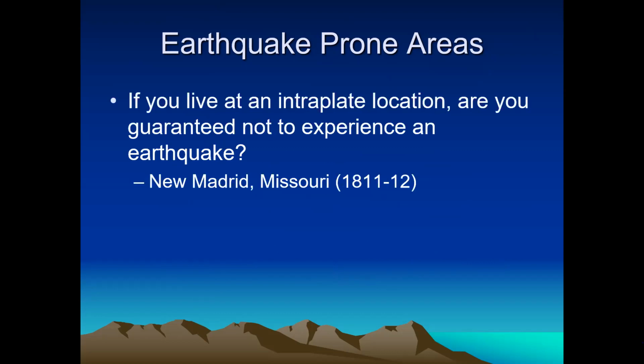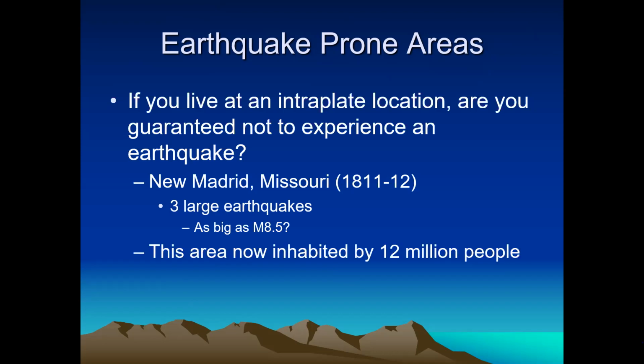New Madrid, Missouri. It's in the middle of the North American continent. 1811, 1812, three large earthquakes, thought to be as big as 8.5. The Mississippi River ran backwards. Reelfoot Lake in Tennessee was created at the time. This area now has 12 million or more people living in it. Cities like Memphis, Nashville, even as far north as Chicago, St. Louis. These are all areas that could be damaged, and I would say 99% of the people that live there have no idea that they're living near a fault line.